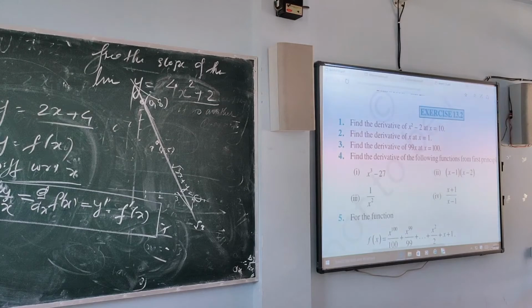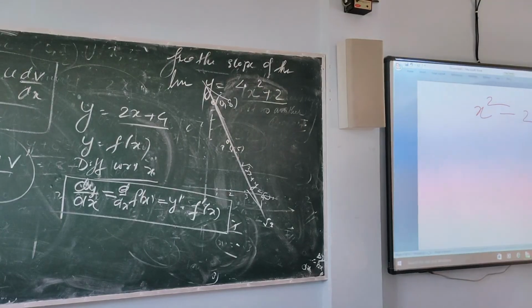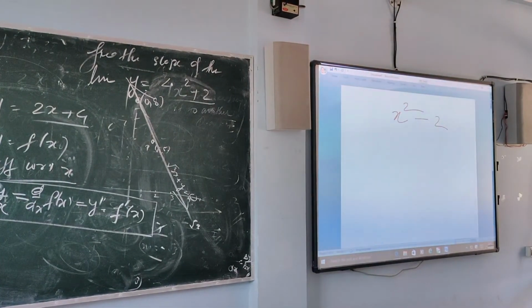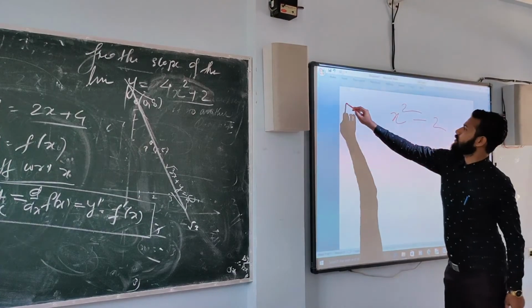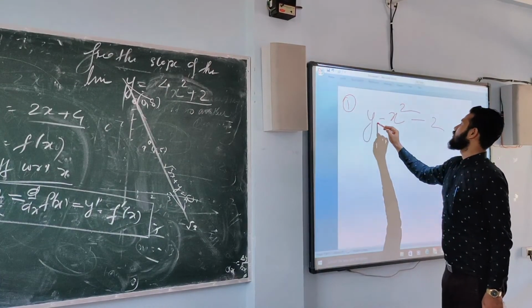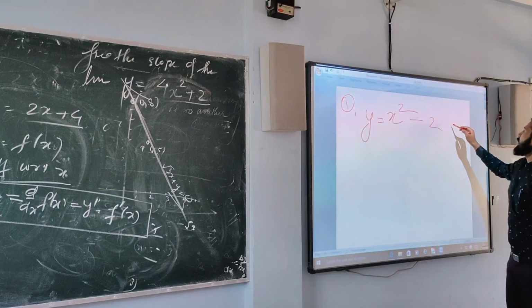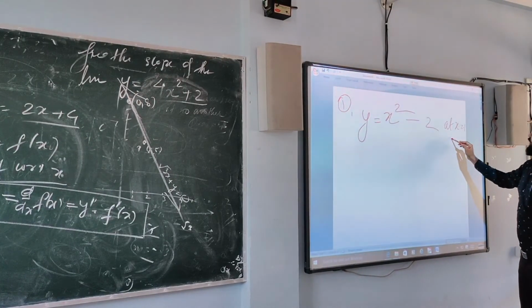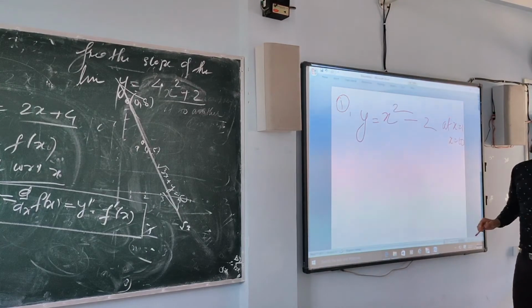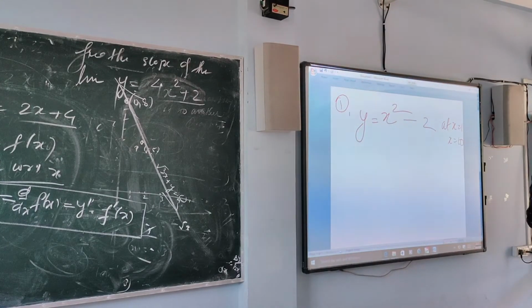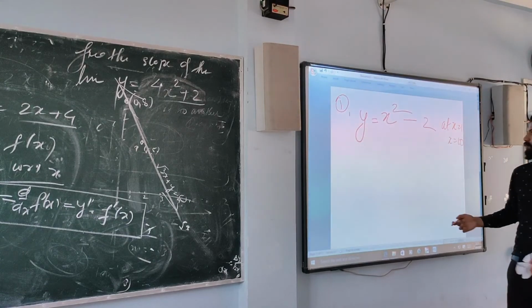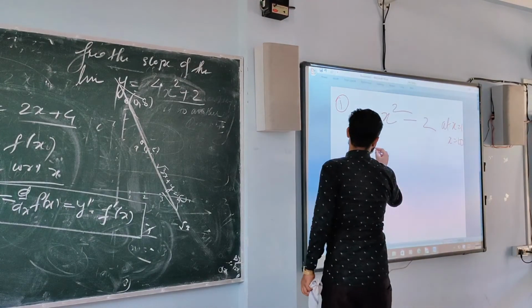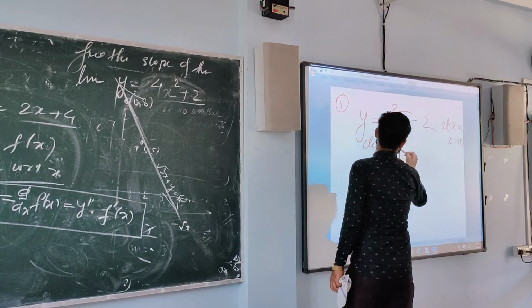We can say the same thing in many ways. Derive this means find the slope of this. Question 1: it is given that y is equal to x square minus 2, at x equal to 10. We will do the formula way. So let us differentiate with respect to x.